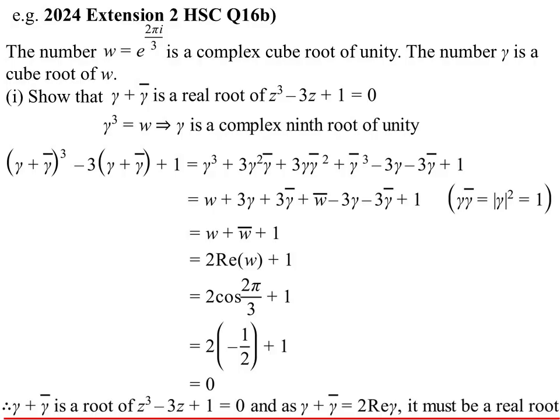The other thing I really need to point out, because remember they didn't just say it was a root, they said it was a real root. Maybe it was over the top, but I said, well look, I know it has to be a real root because gamma plus gamma conjugate is twice the real part. So it must be a real number. So it is a real root.